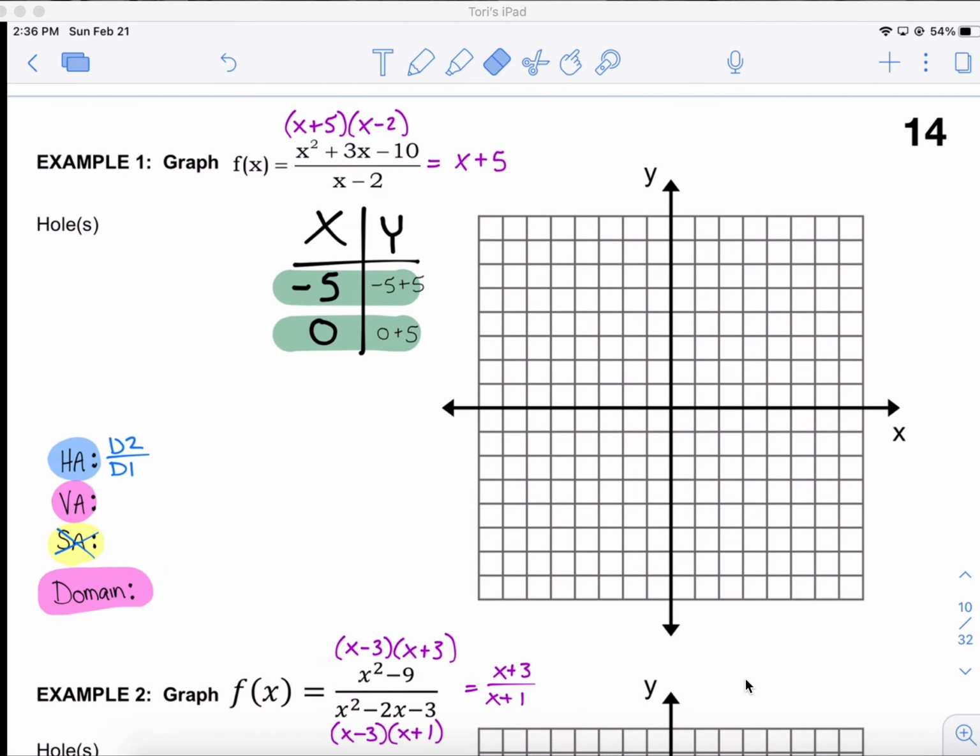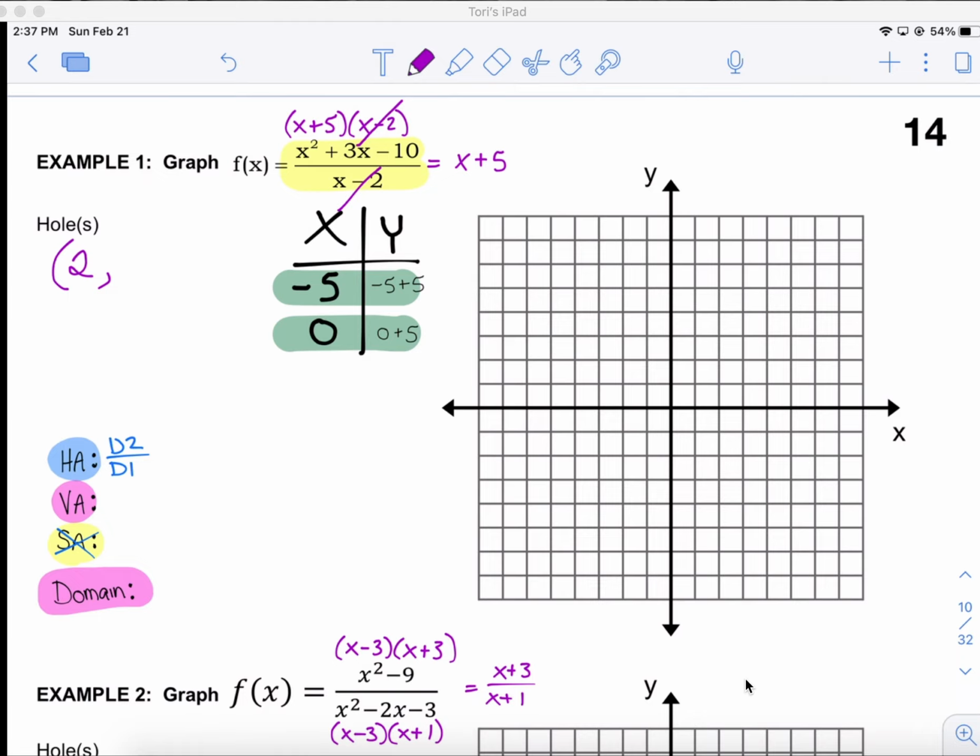So example 1, I'm going to have you pause the screen, copy what you see, and then we'll get started. I have already started this problem with a little bit of information, so we can go rather quickly. First thing I did was factor out everything in the original problem. I factored the top into x plus 5 and x minus 2, and I noticed right away that this x minus 2 and this x minus 2 can eliminate. Remember, we change the sign. That means I have a hole at a positive 2 comma something.